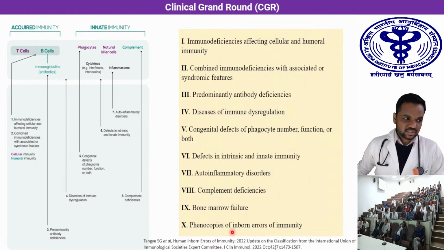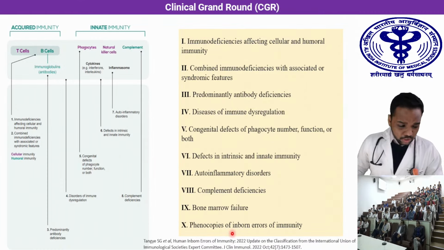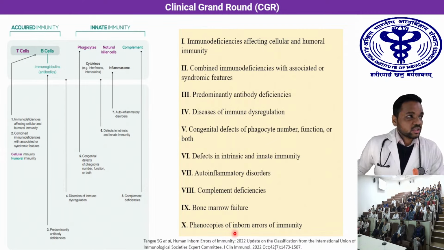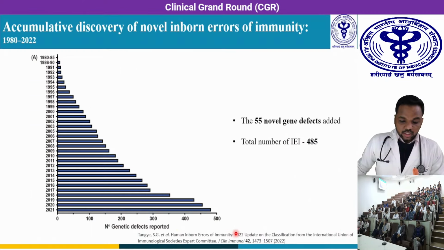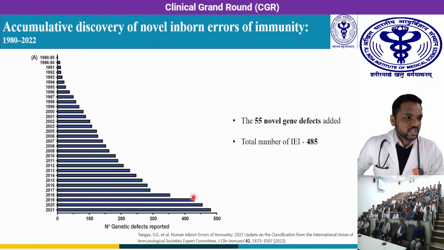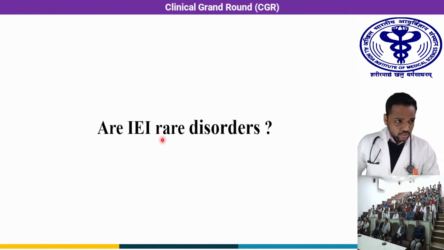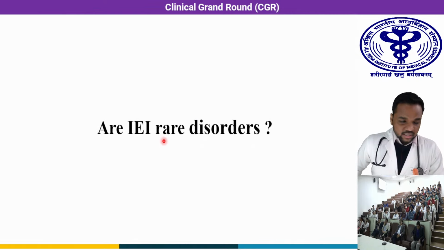These are the disorders that mimic inborn errors of immunity, but usually either they have somatic mutation or the patient has developed antibodies. If we see the number of genes being discovered in the last 20 years, there is exponential growth. In the last 2 years only, 55 novel genes have been discovered in this IEI category. So IEI is a rare disorder.